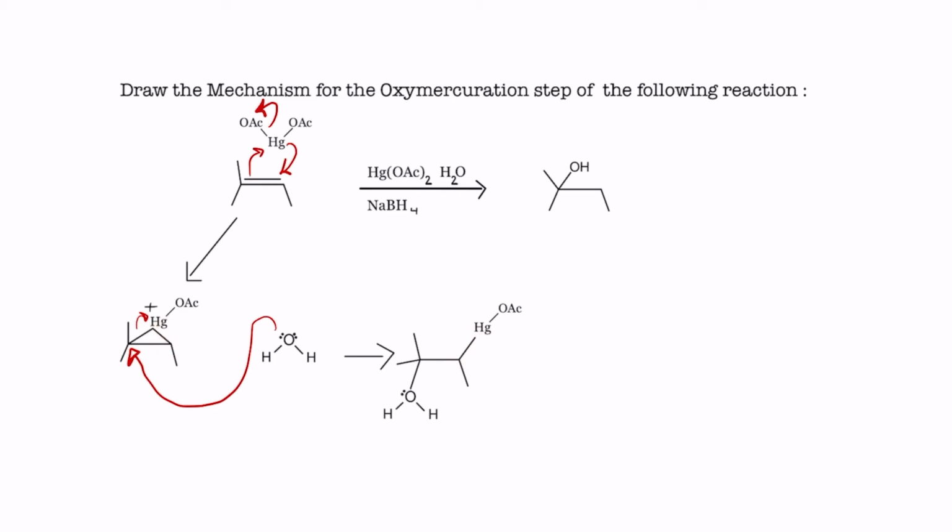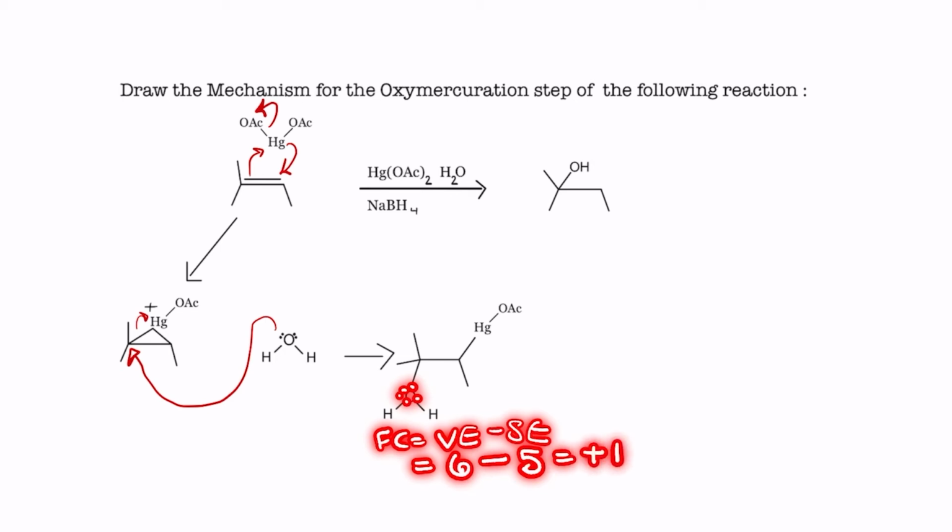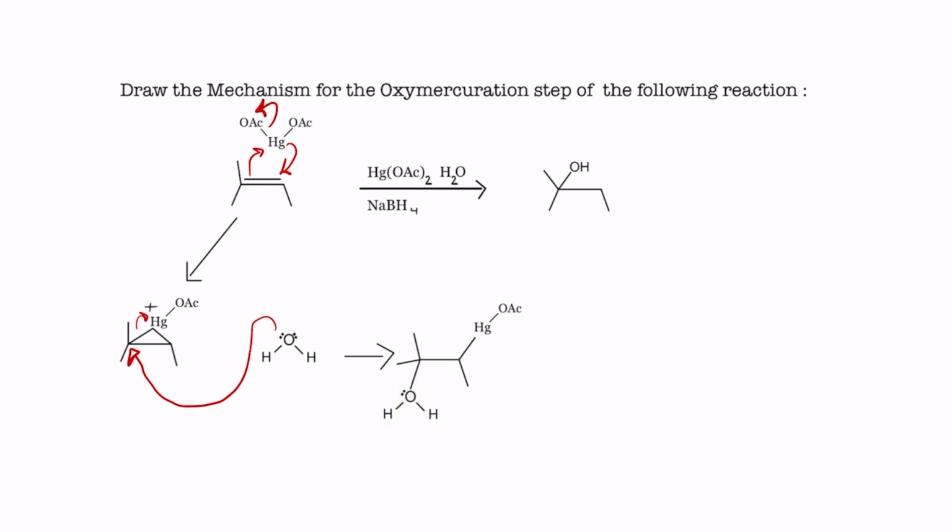Now, what's the charge going to be on this oxygen atom? If we quickly calculate the formal charge, it's going to be equal to valence electrons minus surrounding electrons. Oxygen has 6 valence electrons, and surrounding it right now is 1 from each bond and 2 from that lone pair. That makes for a total of 5 surrounding electrons. And 6 minus 5 makes for a positive 1 charge. So this oxygen here is going to have a positive charge.